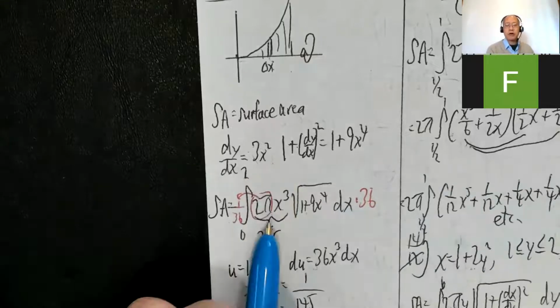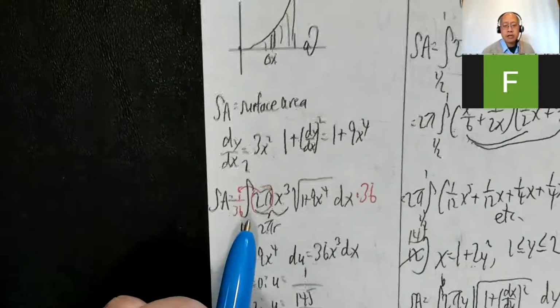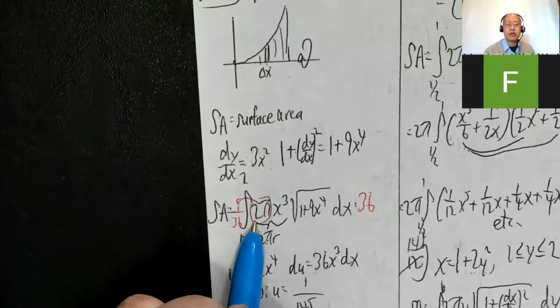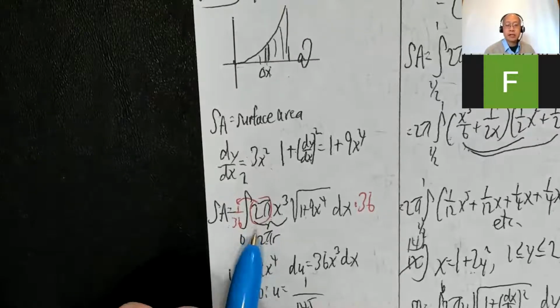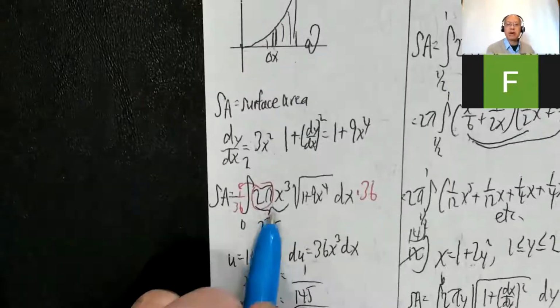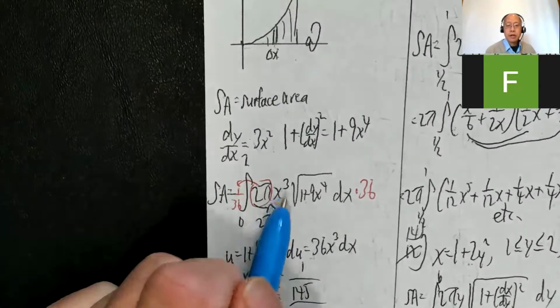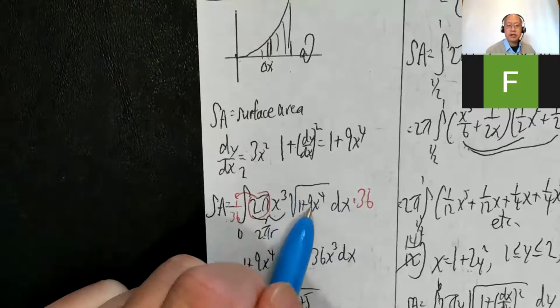And now you put in 2 pi r, which is either going to be 2 pi x if you spin about the y-axis, or 2 pi y if you spin about the x-axis. Here we're spinning about the x-axis, so 2 pi y, here it is. And then the square root of 1 plus (dy/dx) squared dx.